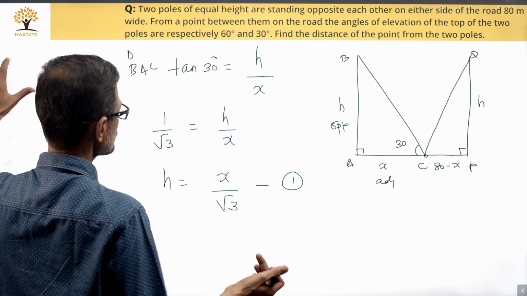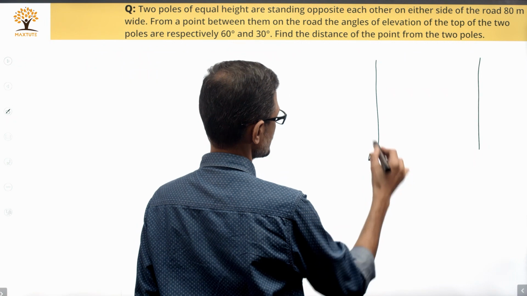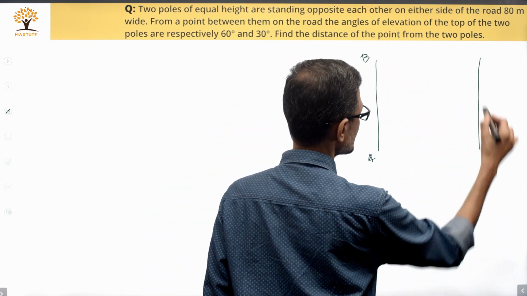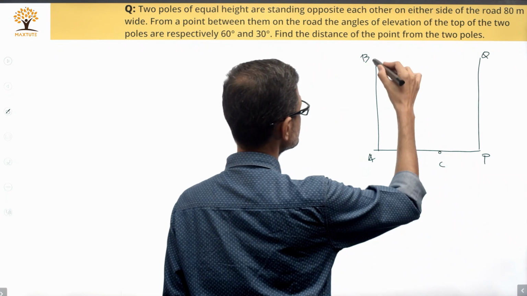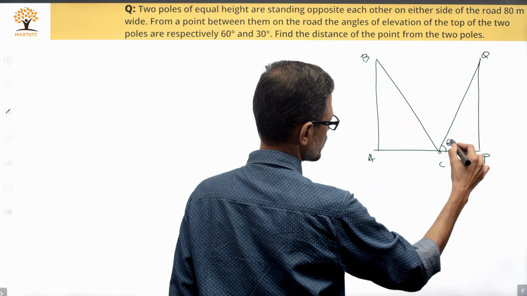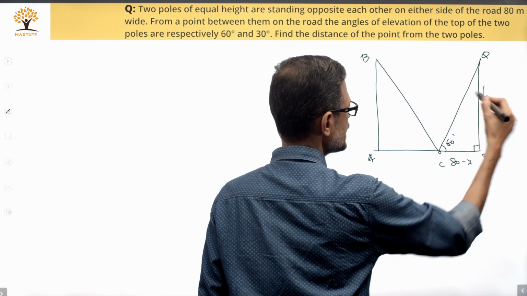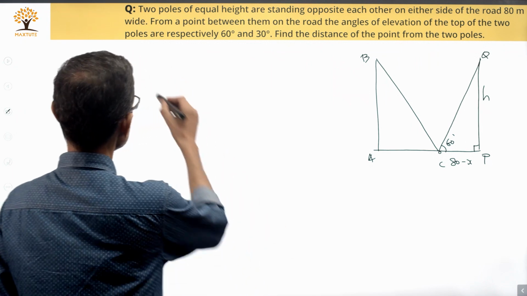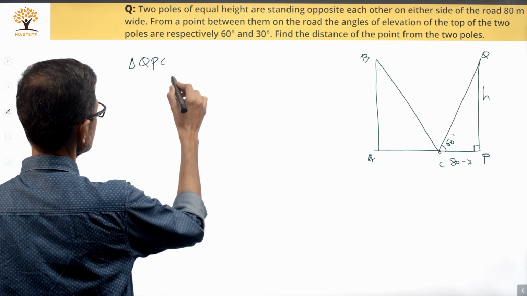Let us quickly move on to the second right triangle. Again, we need to plot it for each of these, but we will take only the relevant data that is required. This is equal to 80, point C, angle is equal to 60 degrees, right angled here. This is 80 minus x, PQ is equal to h. So, I am going to look at right triangle QPC and I am looking at angle 60 degrees.